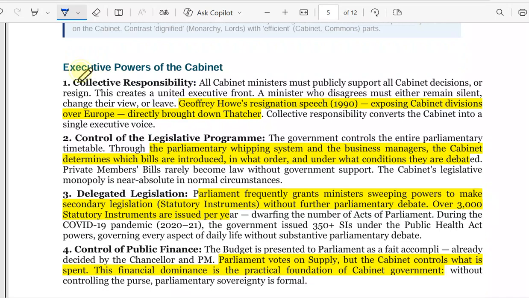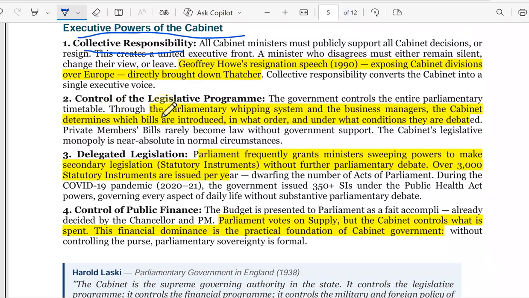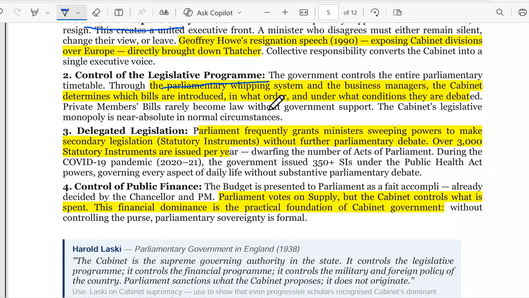Next, we come to the executive powers of the cabinet. First, you see, it is the collective responsibility. All members of the cabinet work as a unit, not as individuals. They control the legislative program, no doubt. They make laws. Very interesting, I'm giving it a star. This is something which is not present in the constitutions of other countries: the delegated legislature and the control of public finance. All the money bills pass through it.